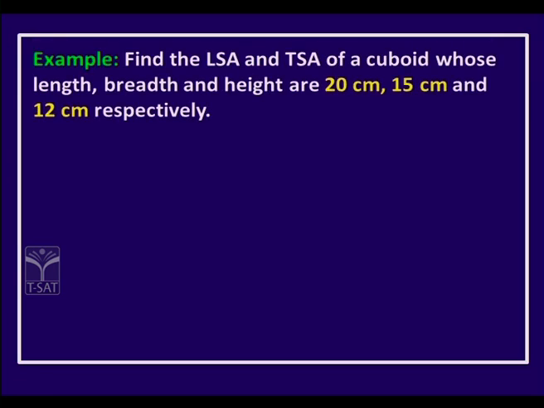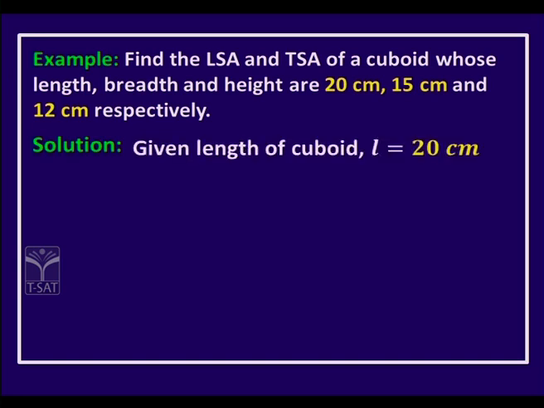So, next let us learn one example to understand what we have learnt. So, find the lateral surface area and total surface area of a cuboid whose length, breadth and height are 20 centimeters, 15 centimeters and 12 centimeters respectively. So, let us see, children, how to solve such problem. So, here first of all let us write what is given to us, that is length of cuboid, which is denoted as L, equal to 20 centimeters, and what is the breadth, children?